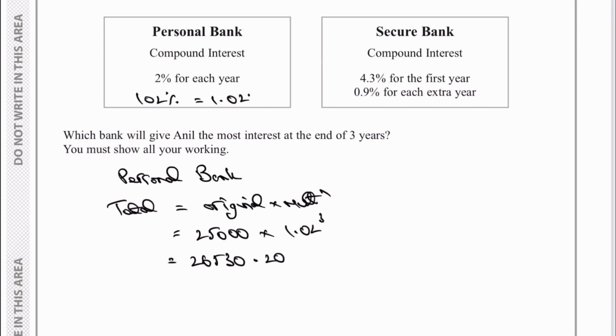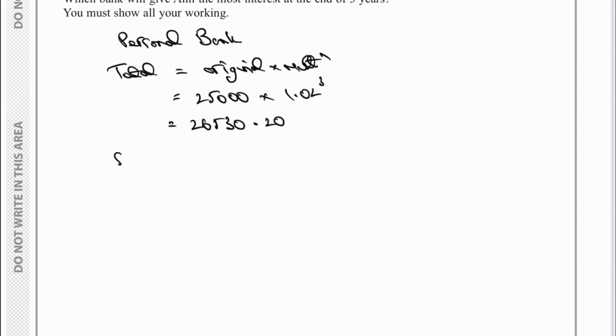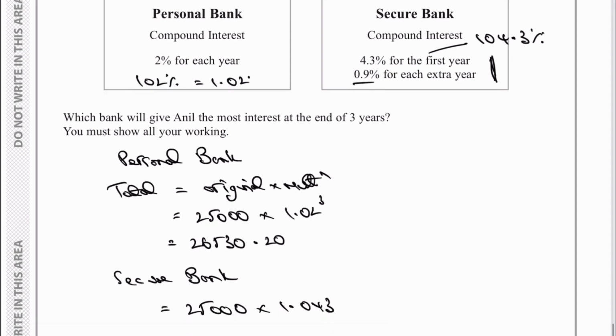Let's have a look at how much he's going to get back if he uses secure bank. So we're going to look at this bit of information here, but we're going to use the same original amount of money. So this is secure bank. Now I'm going to write it slightly differently. I'm still going to use the original amount, which is 25,000. This time the multiplier for the first year is 1.043. It's no different to what we did with personal bank. This is the decimal equivalent to 104.3%.